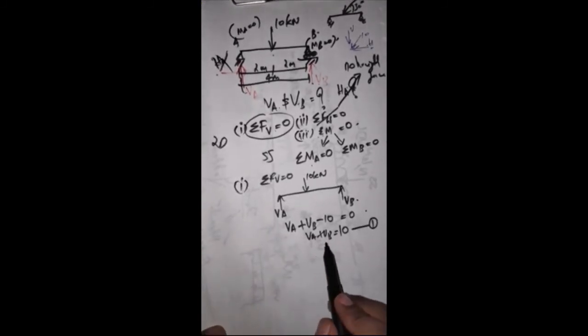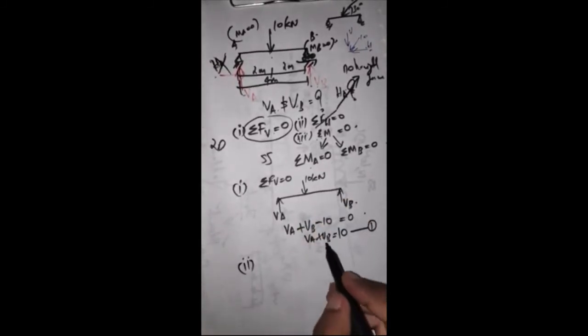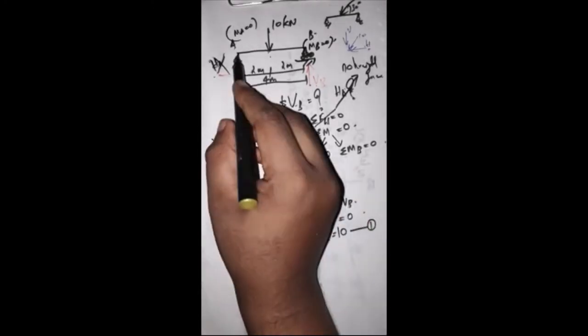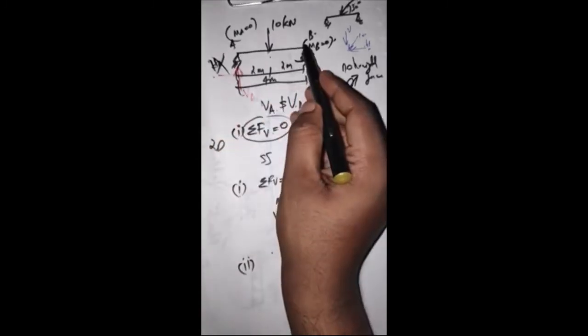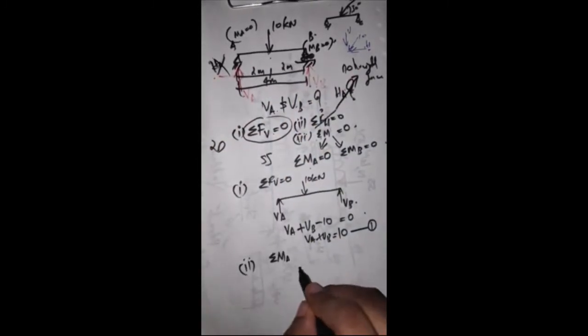Okay, we have got that. Now the second one, moment. Another equilibrium equation is moment. We have two unknowns, and for the second equation we can take the moment either about this point or about this point. So let us take sigma moment about A. That means we have to first draw the figure.